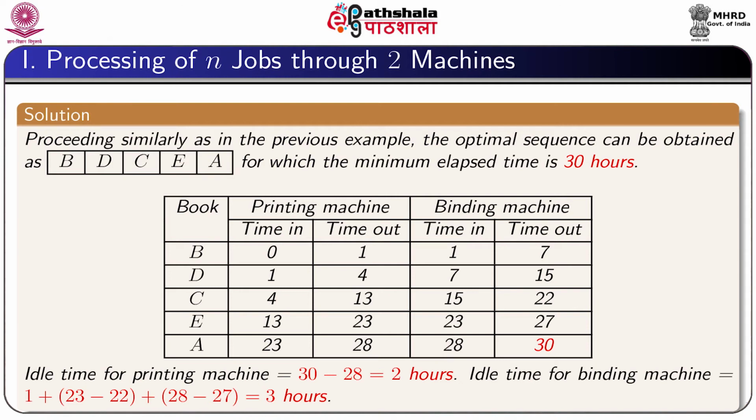and the minimum elapsed time can be obtained by finding out the time in and time out for each machine, printing machine and binding machine. And from the table we see that the minimum elapsed time is 30 hours. Idle time for printing machine is 30 hours minus 20 hours, 2 hours, and idle time for binding machine is equal to 3 hours.